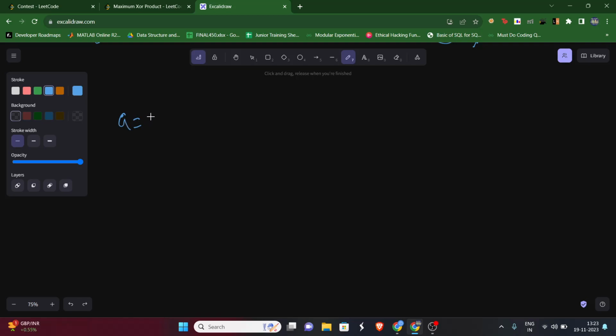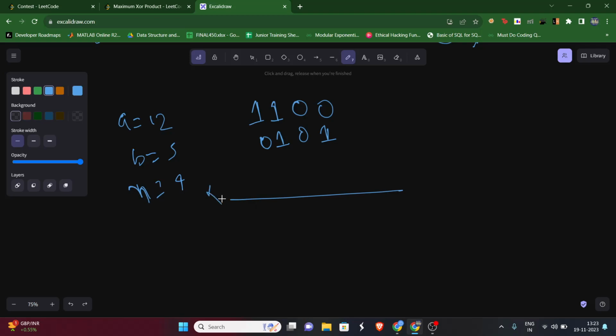As per the example given, a is 12, b is 5 and n is 4. So let's consider all this in 4 bits. a will be 1 1 0 0, and b will be 0 1 0 1. Now n is 4, so we'll have to select some x of 4 bits. What should we select for this? Right now we'll have to make them come closer to each other. 12 is so much greater than 5, and the sum is 17.